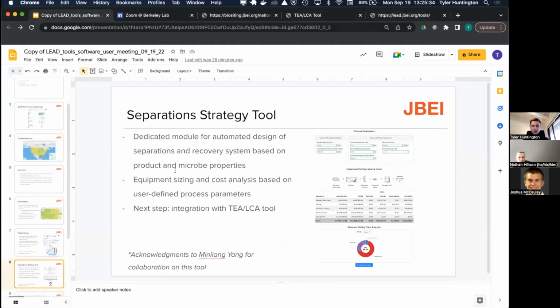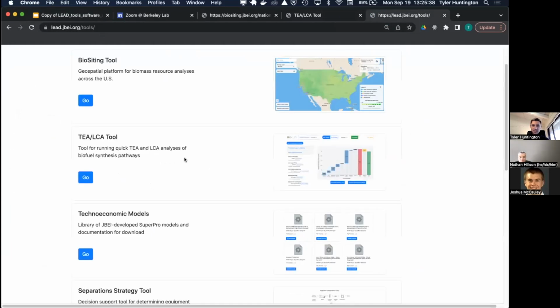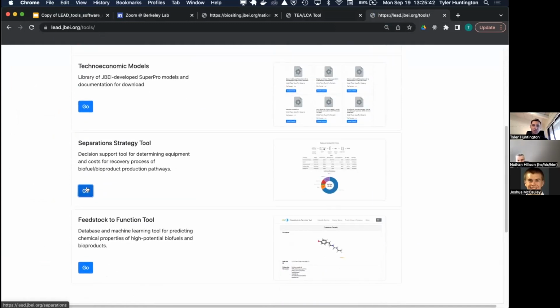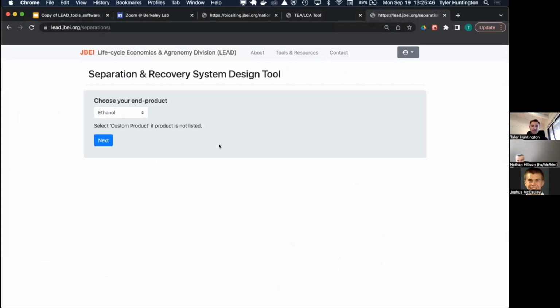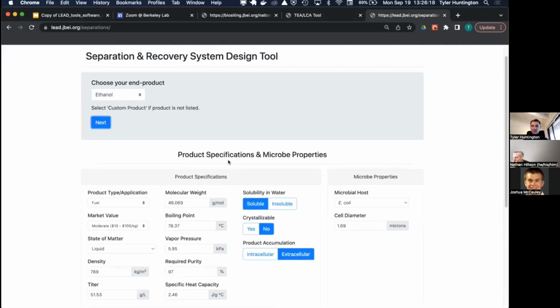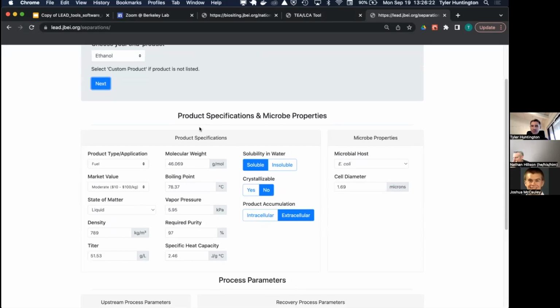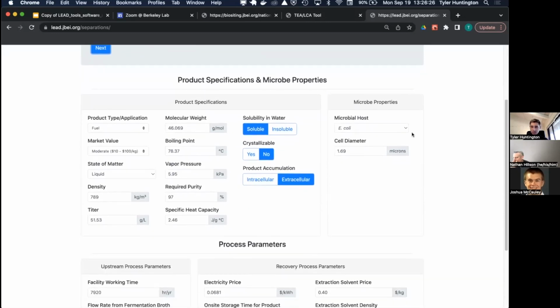Moving on here, the next tool we offer on our site is the separations strategy tool. And this one is an offshoot of the TEA LCA tool in the sense that separation and recovery systems are a component of any of the production pathways that we feature in the TEA LCA tool. So what we've done here is just made a more detailed interface for addressing the separation and recovery process itself, because there's a lot more variability that can go into those systems, depending on a lot of things, but mainly specifications of your product and the microbial host that you're using to accumulate the product.